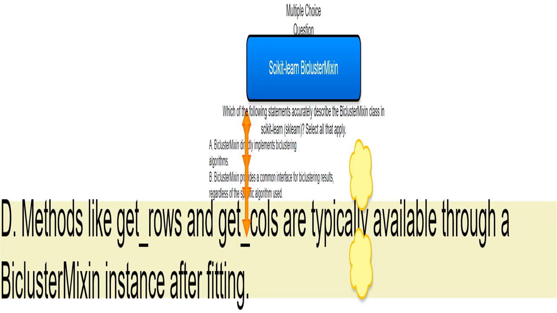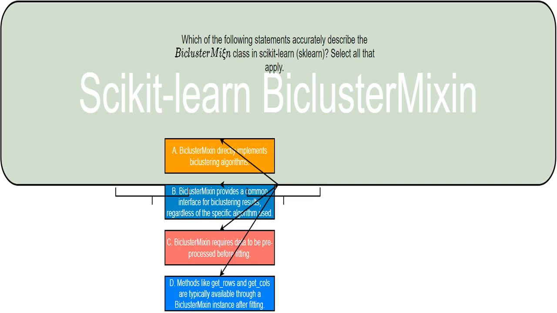This statement is true. After a biclustering algorithm, which uses the Mixin, is run, these methods let you easily extract row and column indexes of identified clusters. It's a very useful feature, especially for large datasets. This refers to a specific class within the popular Python machine learning library, Sklearn, designed to work with biclustering. I'll explain what that means.